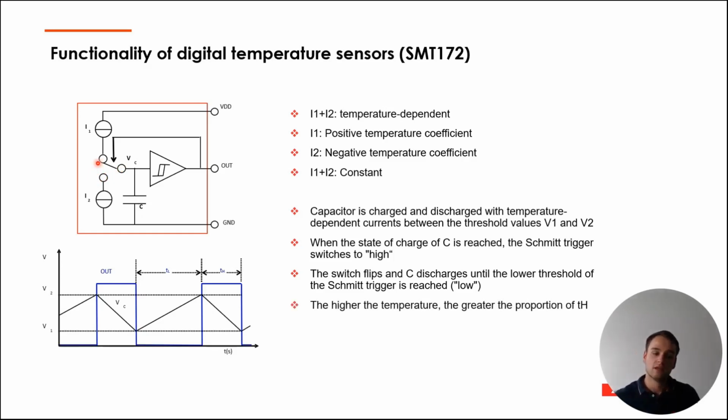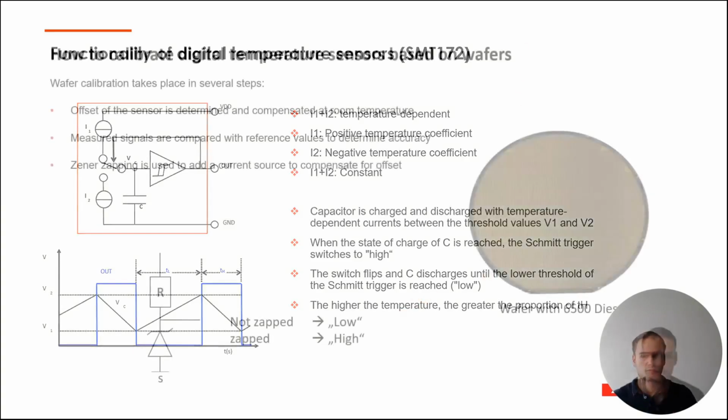So once again, the current sources have a positive temperature coefficient, which means the higher the temperature, the higher the proportion of the highs. And therefore, you can calculate the temperature from the proportion. On the next slide, I will show you how we calibrate a temperature sensor directly on the wafer.